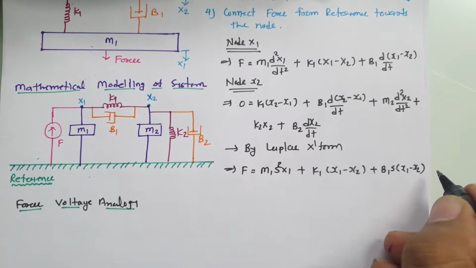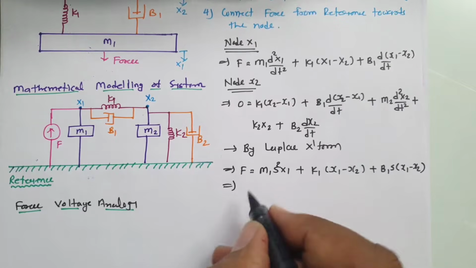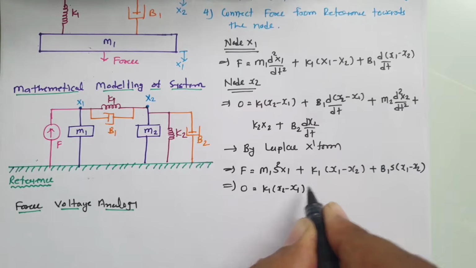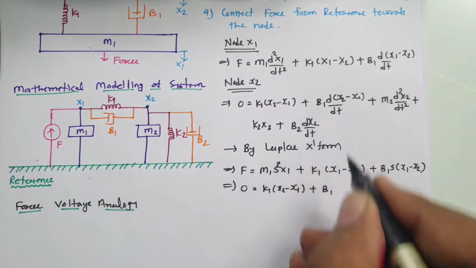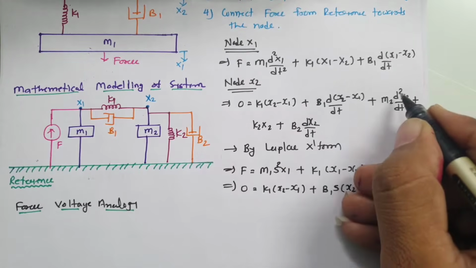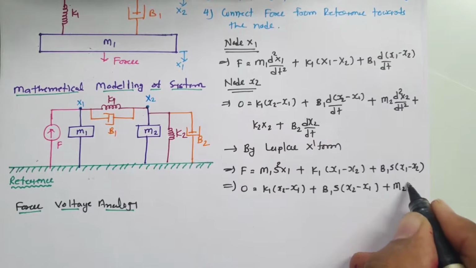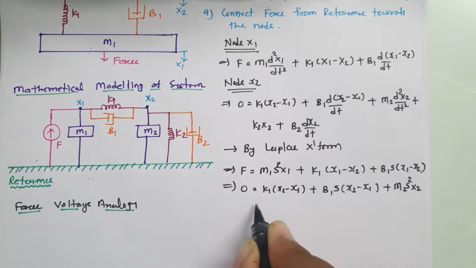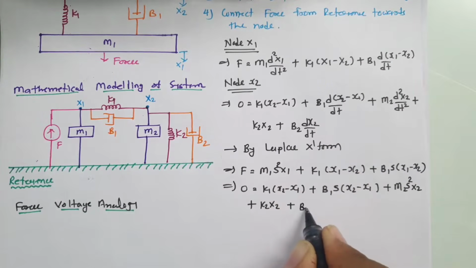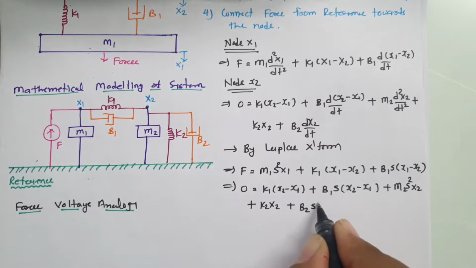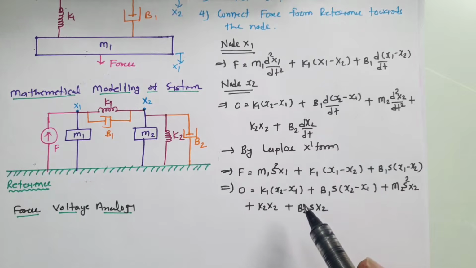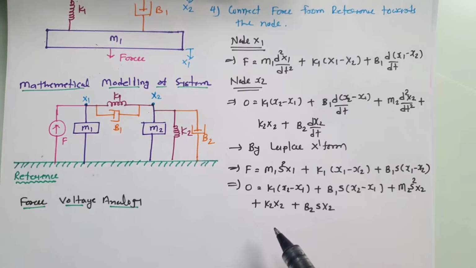This is my first equation in the frequency domain, and the second equation will be 0 equals k1 into (X2 minus X1), plus b1 into single differentiation, so s into (X2 minus X1), plus m2 into double differentiation, so m2 into s square X2, plus k2 X2, plus b2 into single differentiation, so s into X2. These equations come as per Laplace transformation, where we have considered the initial conditions to be 0.